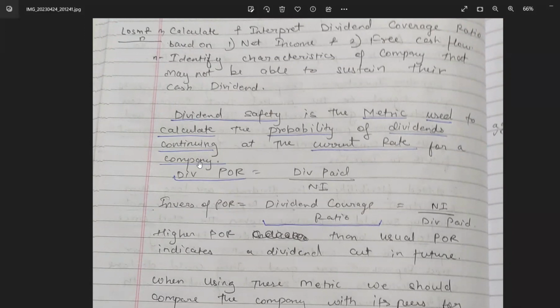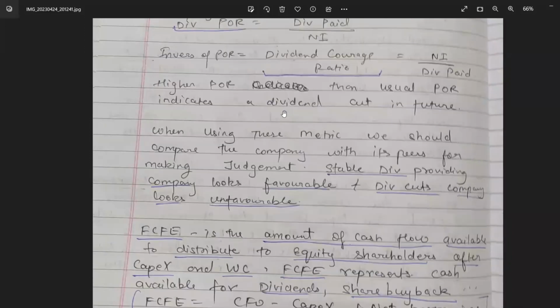A higher payout ratio than usual indicates a risk to the dividend in future. When using this metric, you should compare the company with its peers before making a judgment. Companies with stable dividends look favorable, and a dividend cut looks unfavorable because it is a negative signal.